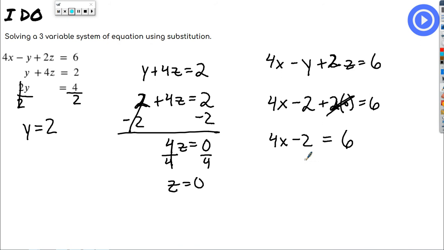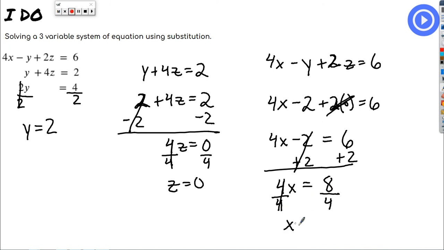Now I'm going to solve for my x. So I'm going to add this 2 to the opposite side, and then these two are going to cancel. I'm left with 4x equals 6 plus 2, 8, divided by 4 on both sides. So therefore my x has a value of 8 divided by 4, which is also 2.